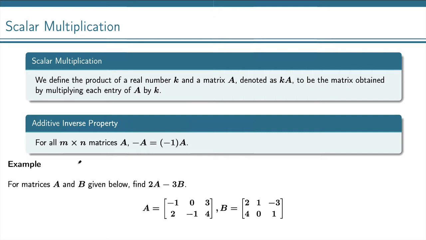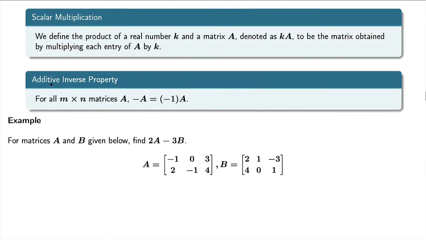And scalar multiplication is where we take a real number, we'll call it k, and if you multiply that number k by the matrix A, our resulting matrix is simply taking each entry of A and multiplying it by k. And this ties into the additive inverse property that we saw, and that is that the additive inverse of a matrix is simply -1 times that matrix. Again, no surprise there because that's the case for real numbers as well.